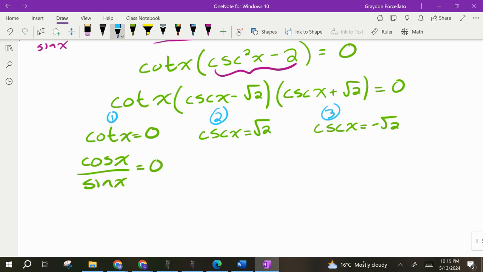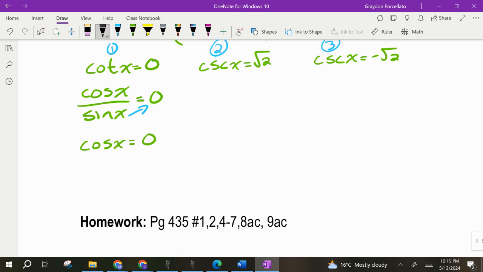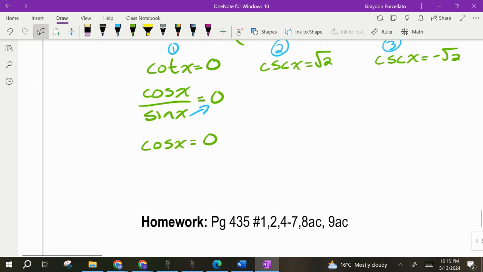Now I'm going to cross multiply this sine x. So I get, when is cos x equal to 0? Well, we know that, right? We can think about our graph for that. I'm just going to show you our graph here.